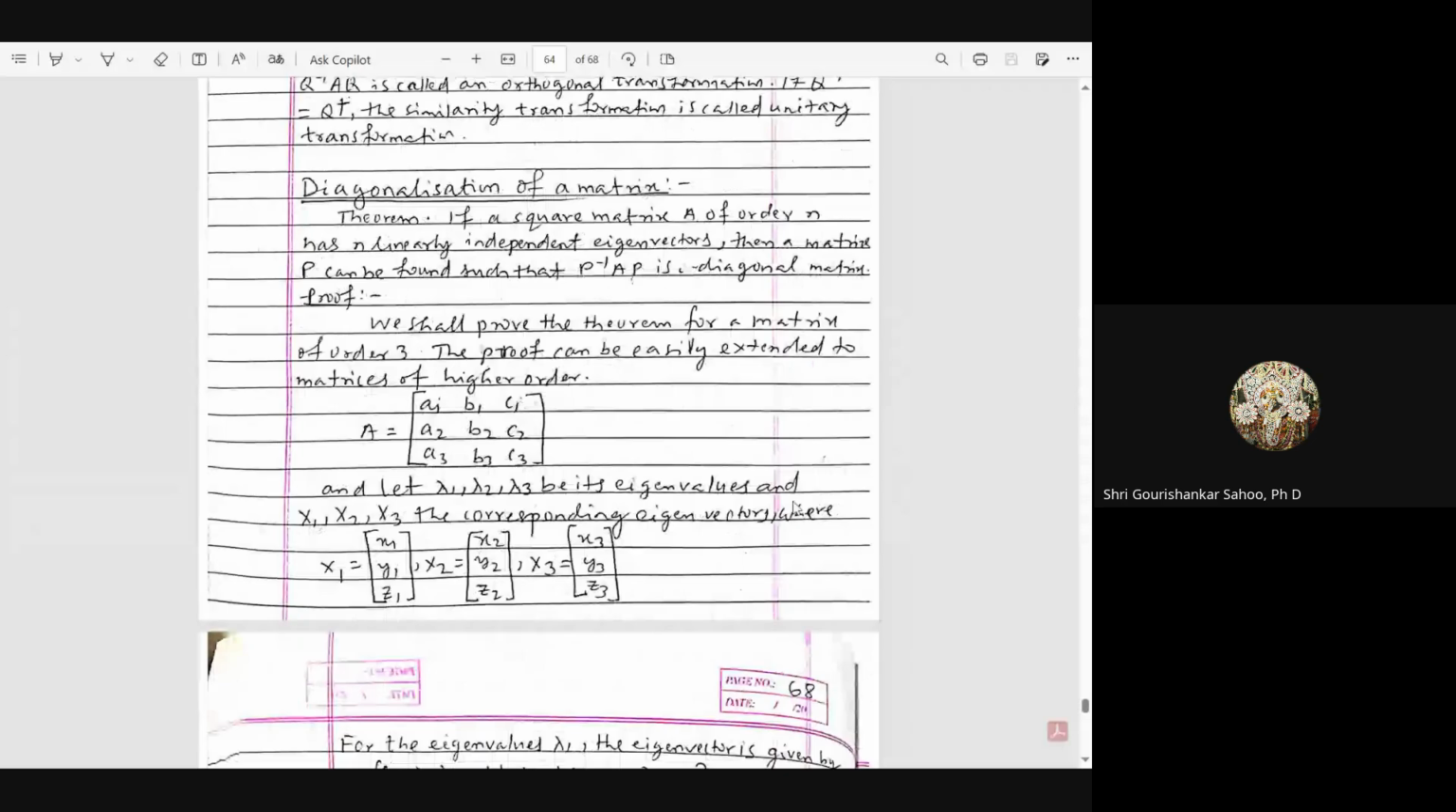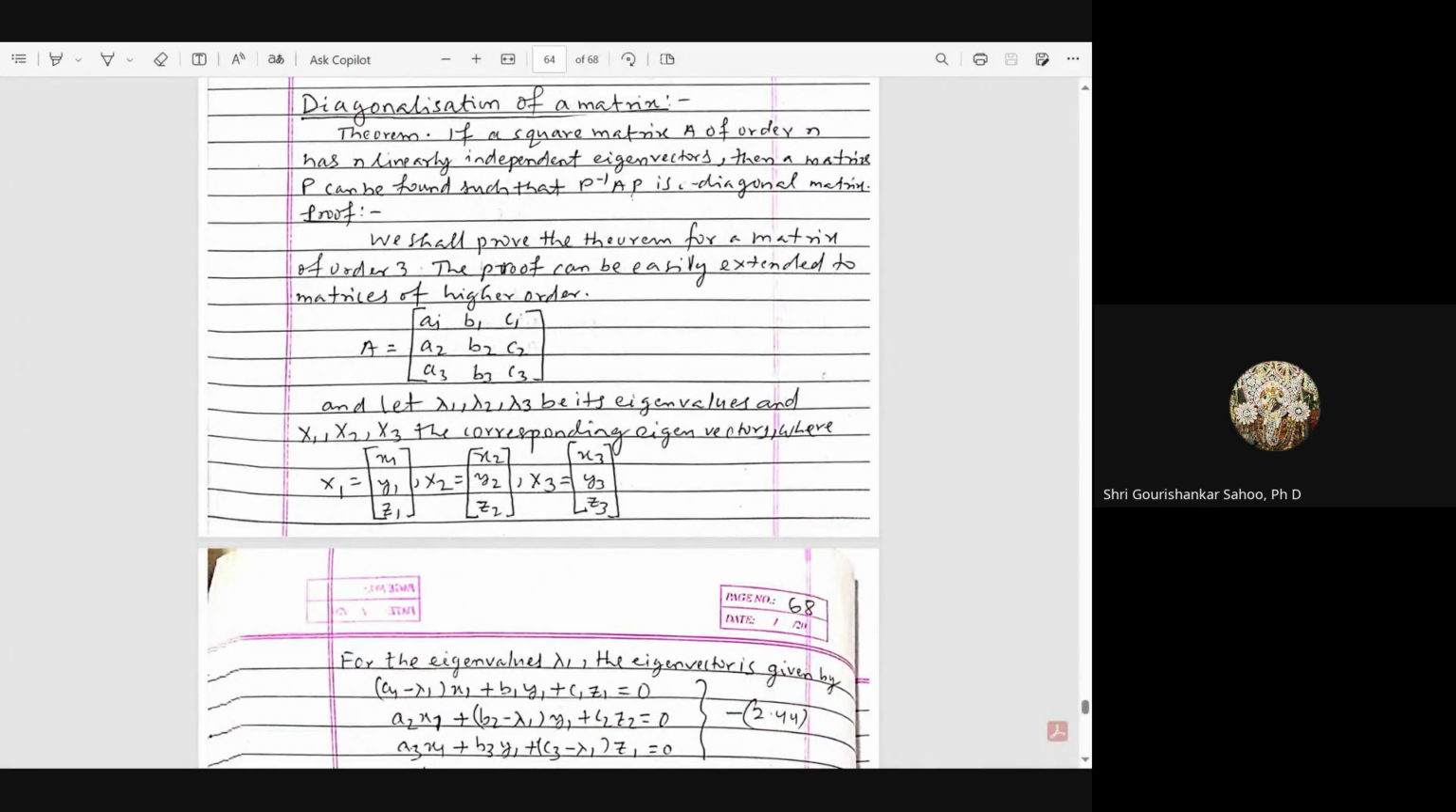Then diagonalization of a matrix. The theorem is like this. If a square matrix A of order n has n linearly independent eigenvectors, then a matrix P can be found such that P inverse AP is a diagonal matrix. And the proof is shown on the screen. Okay, so this is the preliminary idea from which you can have the detailed course material of your block 2. You can have it.